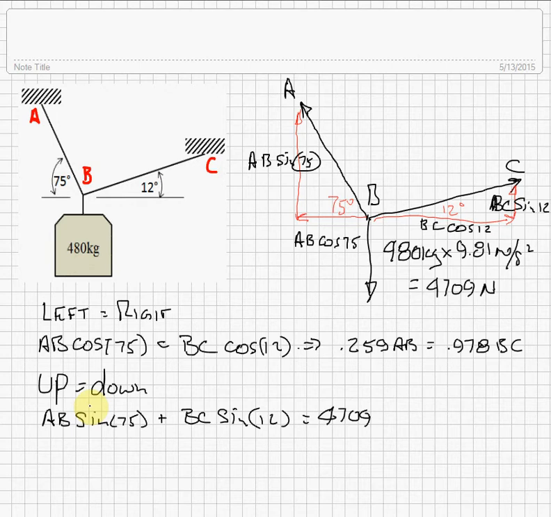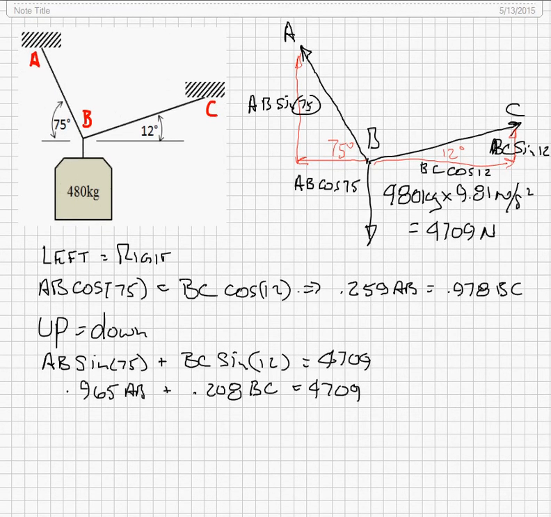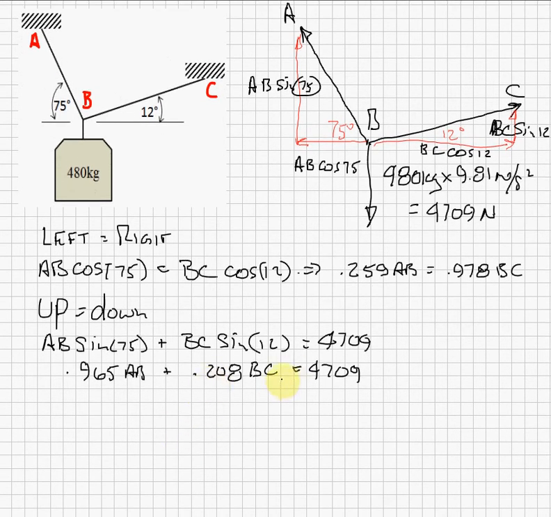Now, once again, I'm going to simplify this a little bit right down to the point 0.965 AB plus 0.208 BC equals 4709. Now, I can't really solve this yet because I now have an expression with two variables in it, and I can't solve that directly. So what I have to do is I have to use a combination of this expression and the horizontal and the vertical expressions together.